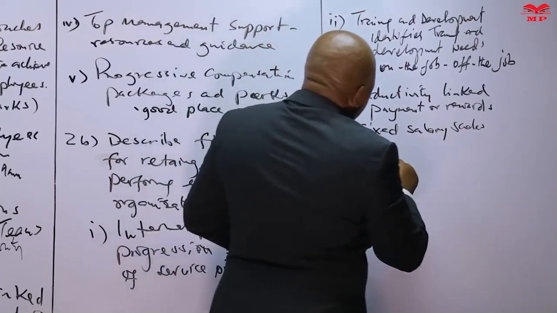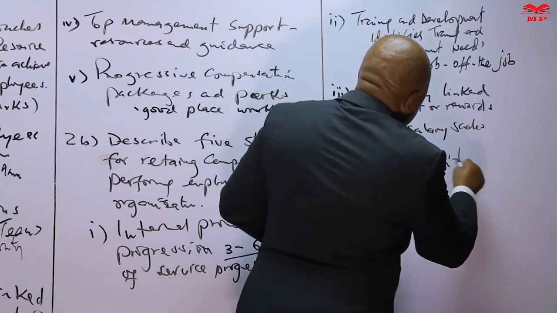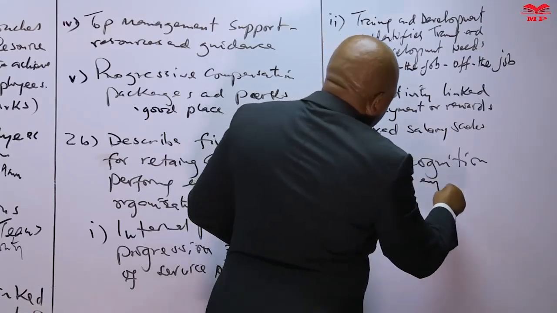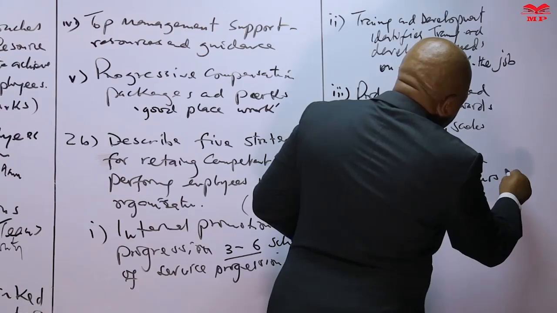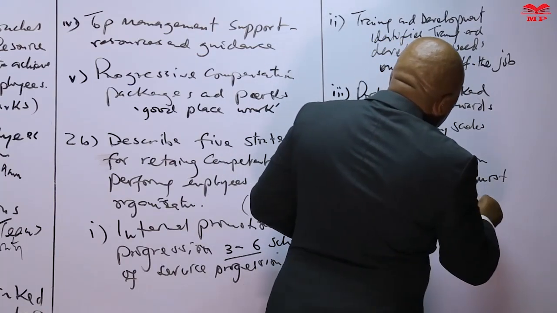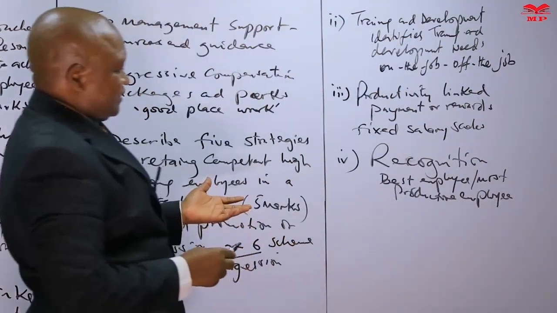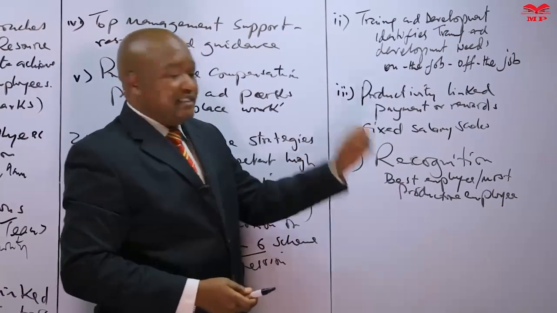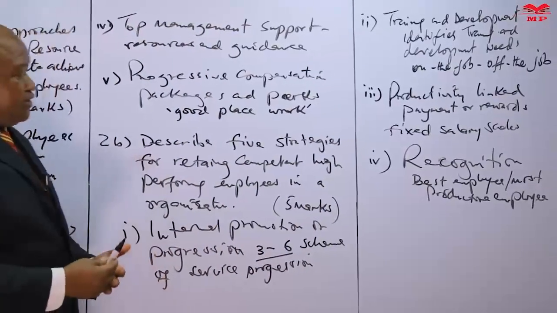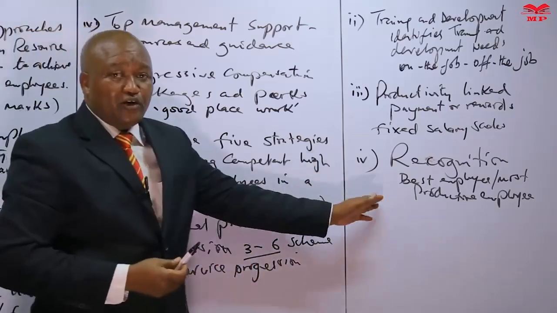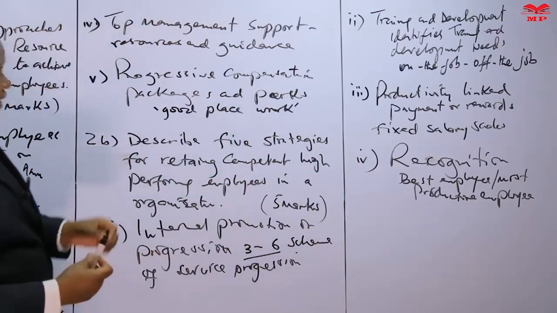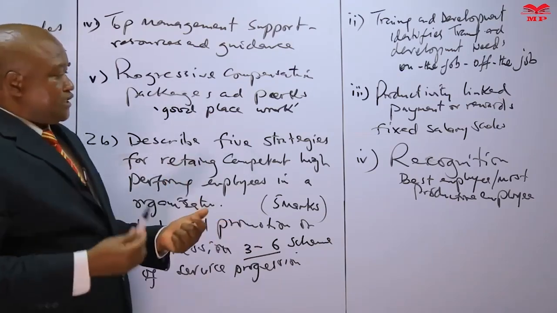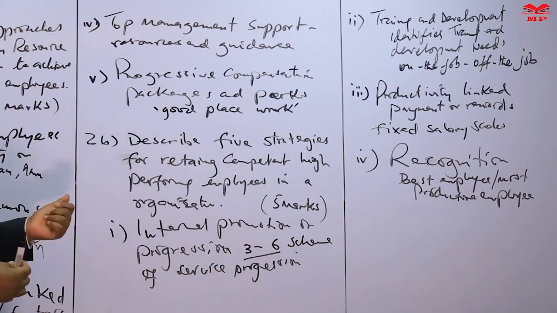Fourthly, recognition. Where workers are recognized, for example, as best employee or most productive employee, such workers, if they are recognized as the employee of the week, the month, the year, for their contribution in terms of excellence and production, will feel appreciated and motivated to remain in an organization because the organization recognizes what they do and what they produce. If the system for recognizing workers is transparent and clear, then an organization can attain its objective.